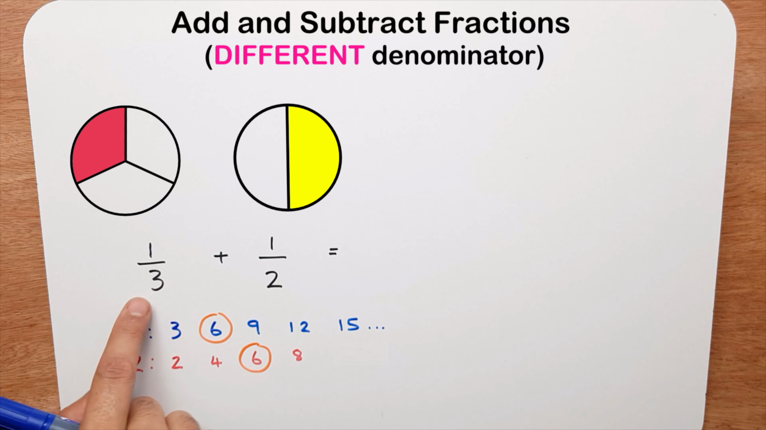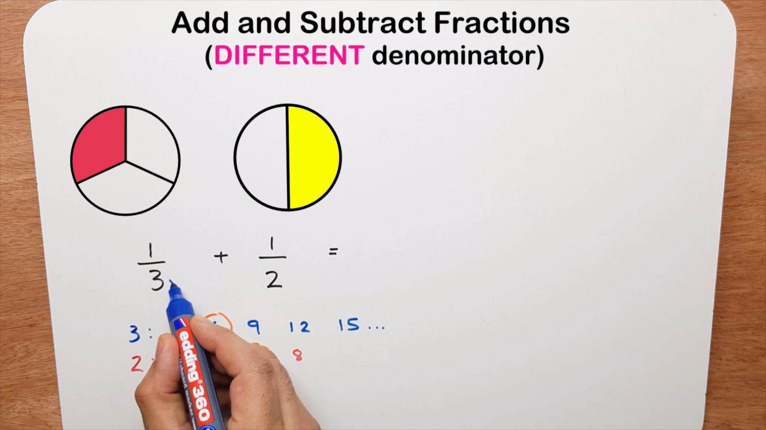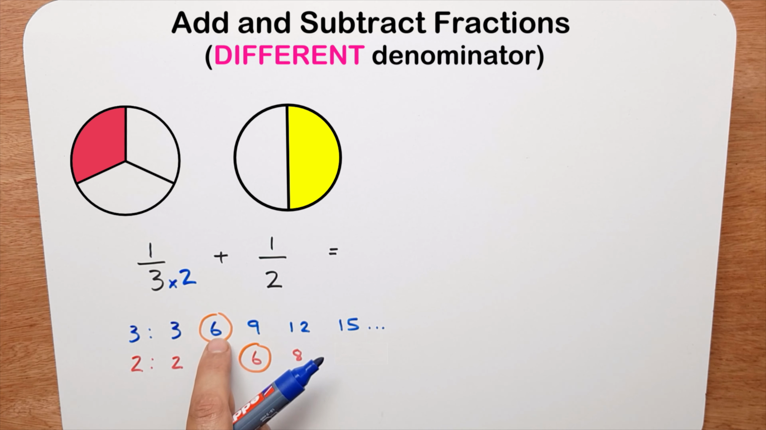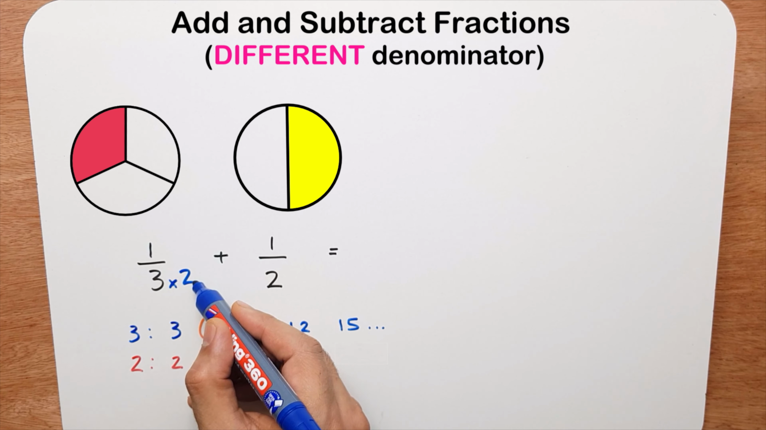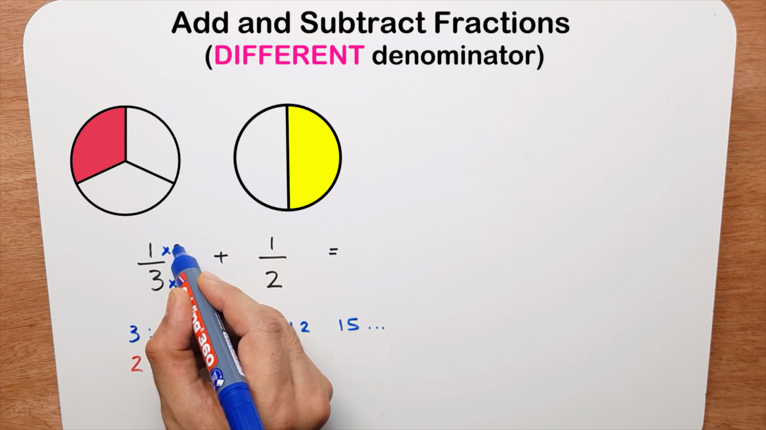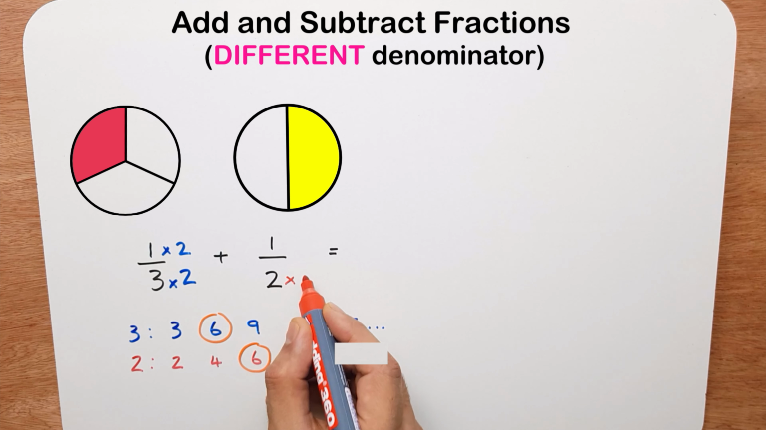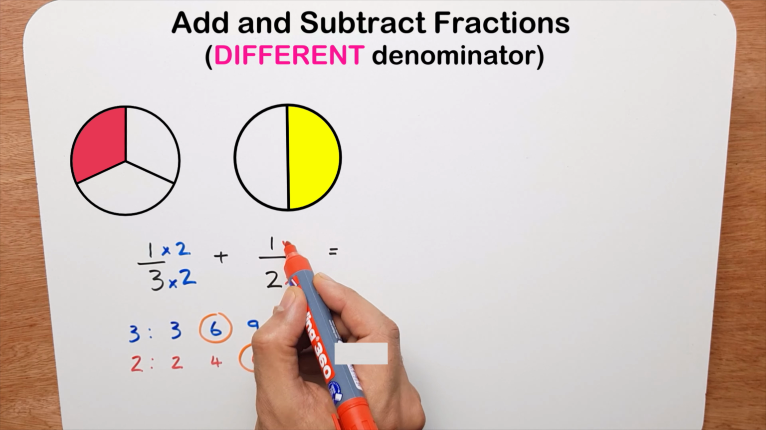Now I need to ask myself, how do I turn this 3 into a 6? I multiply it, or times it, by 2. 1, 2 is the second number across. That's an easy way of doing it. Whatever I do to the bottom number, I do to the top number. Now let's look at this 2. How do I turn that into a 6? 1, 2, 3. So I need to multiply, or times it, by 3. Whatever I do to the bottom number, I do to the top number.